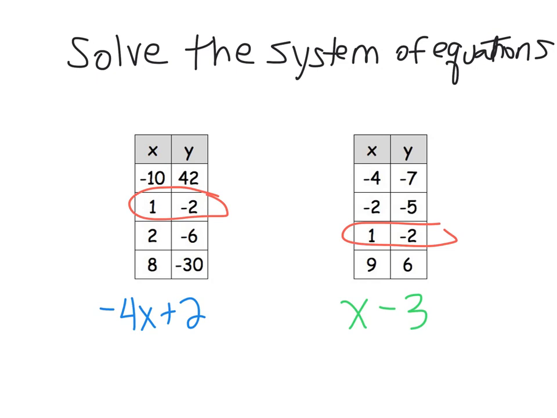Then I can use my calculator, put them in y1 and y2, and do the second trace 5 to get the intersection.